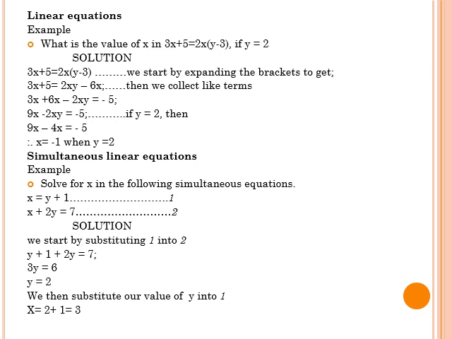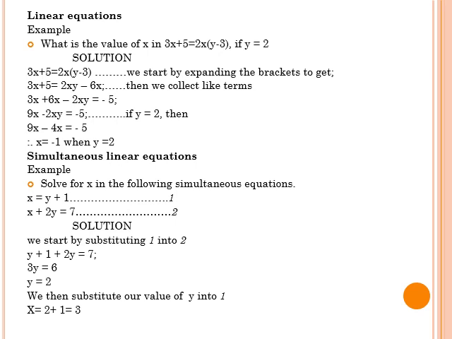The example here says: solve for x in the following simultaneous equations. We have x is equal to y plus 1, and x plus 2y is equal to 7. Let us label our equations, equation 1 and equation 2.